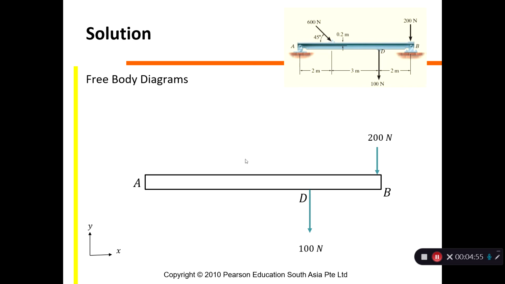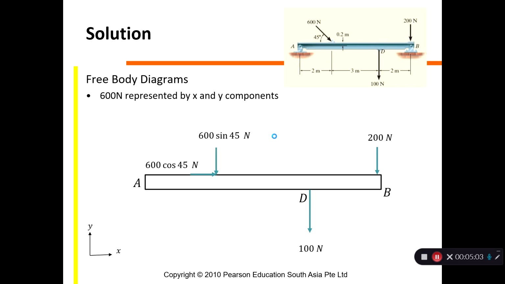But to make it easy, I'm going to represent the 600 Newton by its X and Y components. So just resolve the force. Okay, we know the angle, so just put both forces here. And the location and direction will follow the given vector. This is pointing downwards and to the right, just like this. And now we go to the reactions. So at point A, we have Ay, because this is a rocker. At point B, we have Bx and By, because this is a pin.